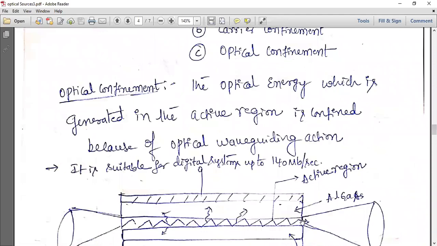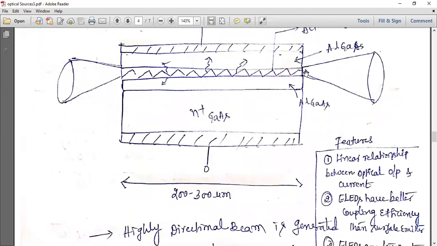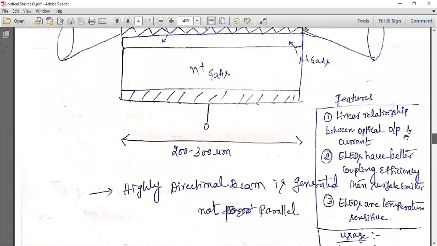When it is optically confined, it is best suited for optical communication, but not for display purposes. There is a linear relationship between the optical output and the current, and you have better coupling efficiency. You can couple very easily, as it doesn't generate light in various directions.